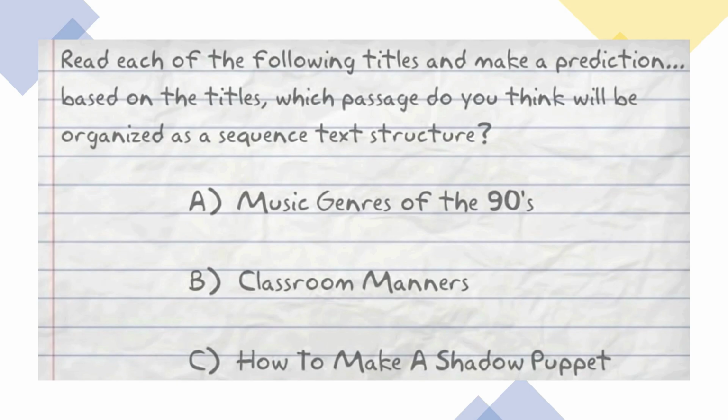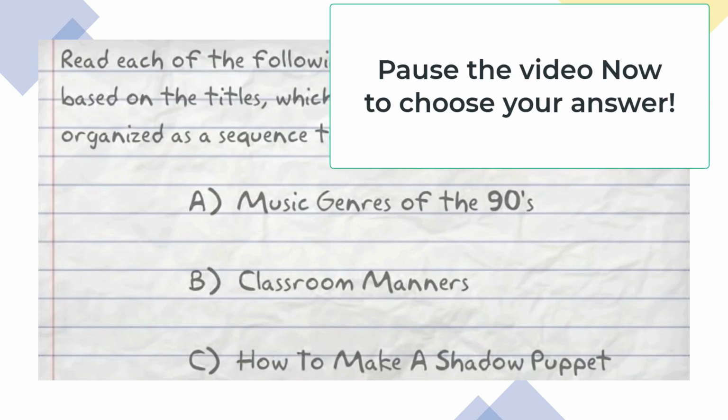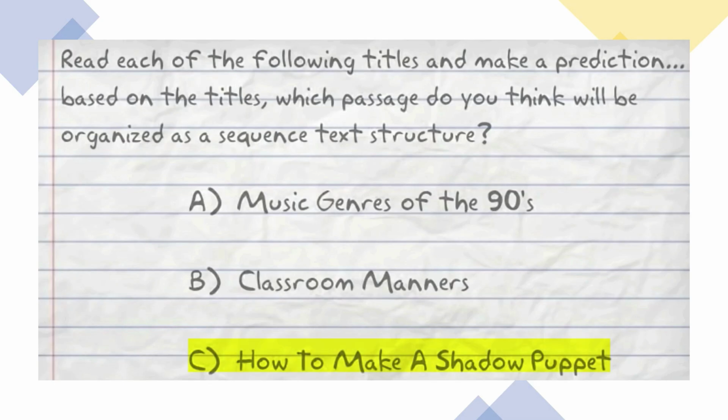Okay, your turn to try. Read each of the following titles and make a prediction. Based on these titles, which do you think will be organized as a sequence text structure? Music genres of the 90s, classroom manners, how to make a shadow puppet. All right, you guessed it. The answer is C, how to make a shadow puppet.